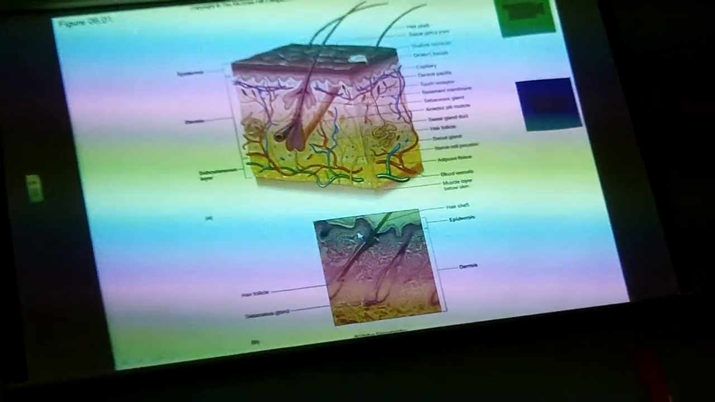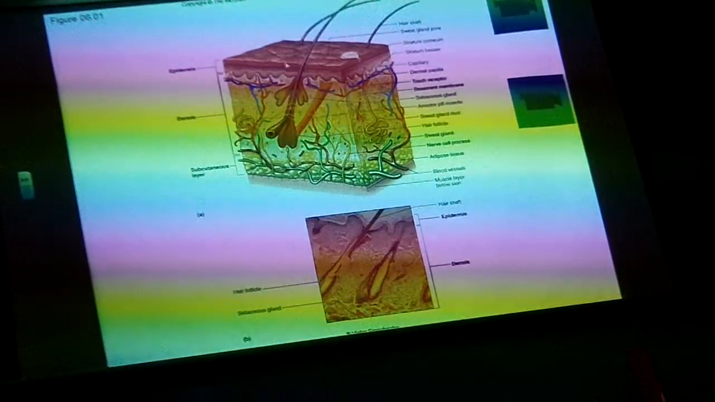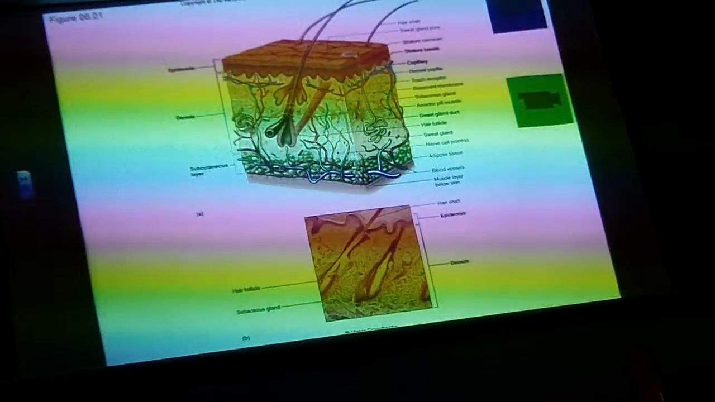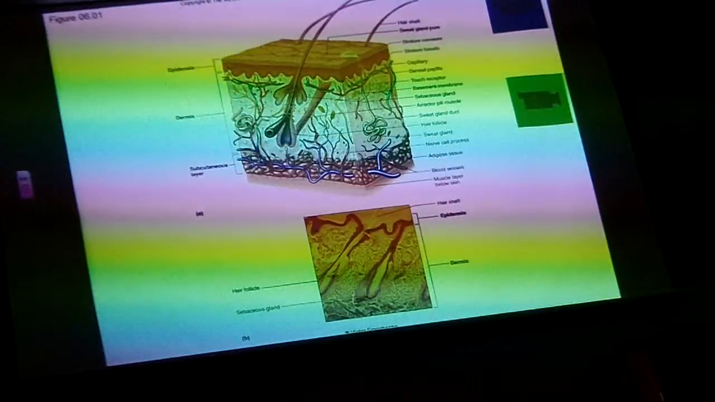Okay? Let's start at the top. The upper layer of the skin is called the epidermis.